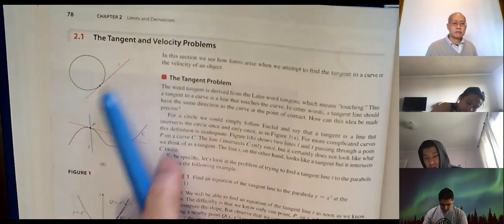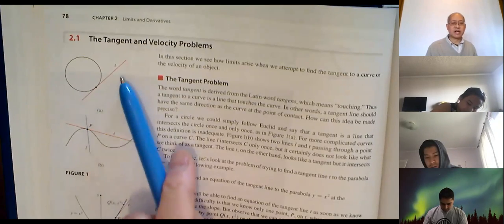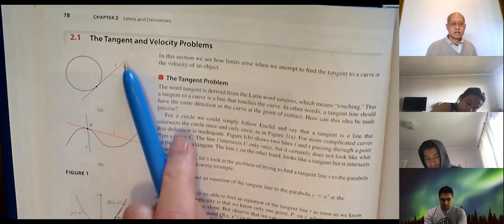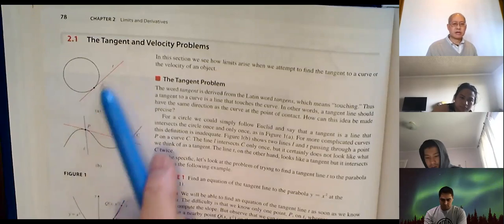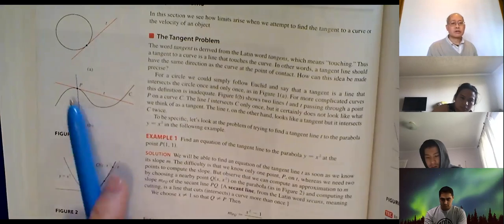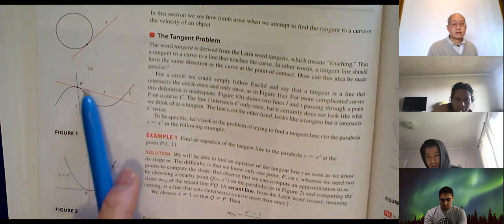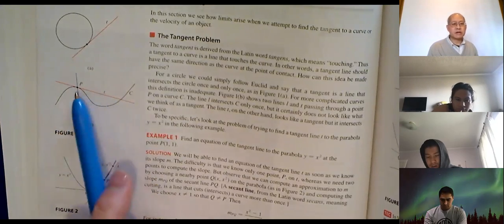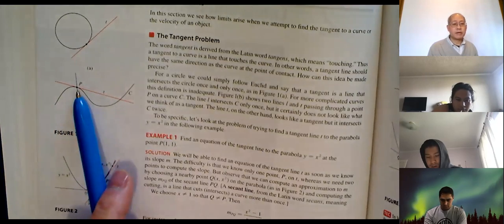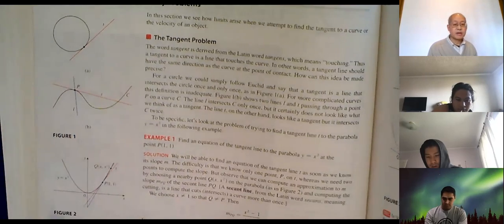Here's a circle. This is called a tangent line. They call it T. It just barely grazes the graph. Okay, here's a graph, and the line T barely grazes the graph at point P. So that's a tangent line.